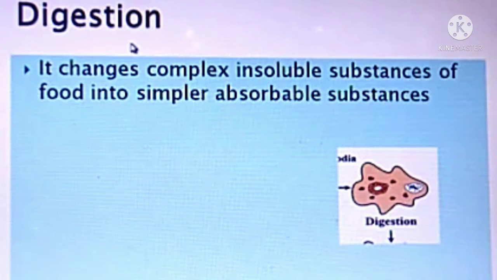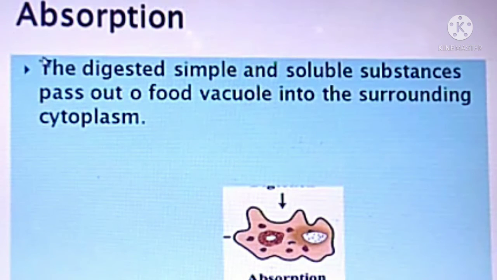And the next one is digestion. What do you mean by digestion? It changes the complex insoluble substance of food into simpler absorbable substance. That means after intake, the food will move to the food vacuole. The enzymes are present in the food vacuole. These enzymes convert the complex substance into simple substance. That process we call digestion. Then what is the third step?